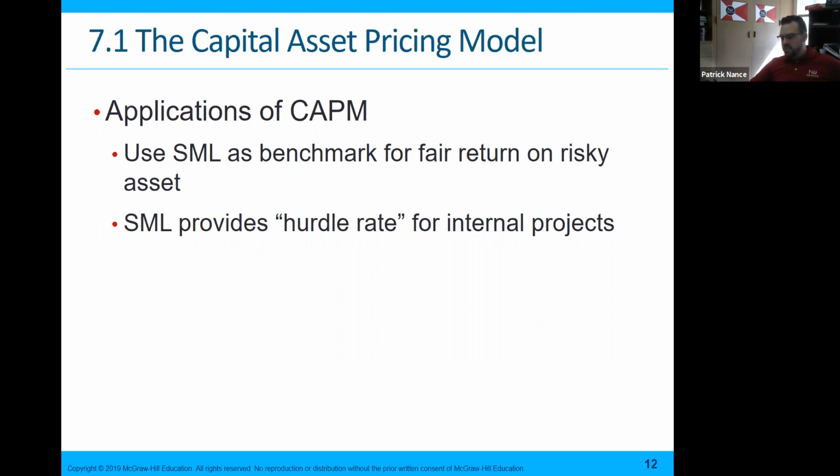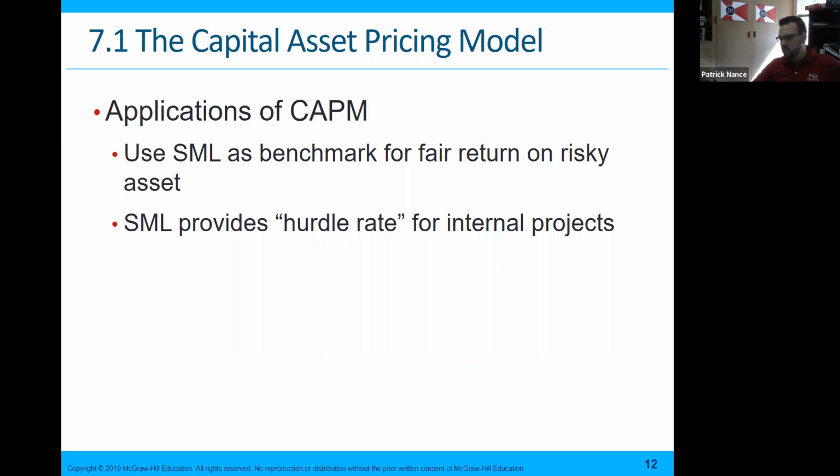So if my SML is 10%, and I calculate that my internal project can make me 15%, then I've gotten over that hurdle amount and I'm going to want to invest in the internal project versus investing in the market or the external project.